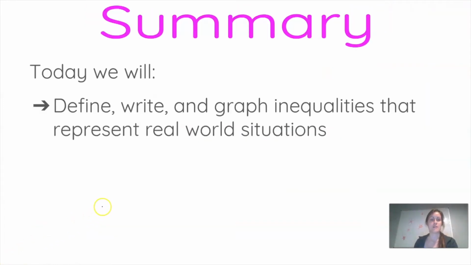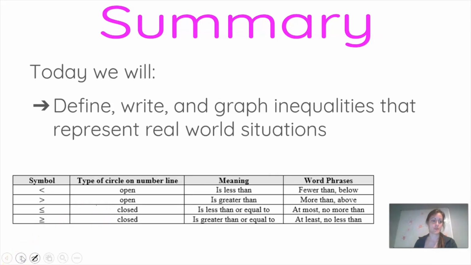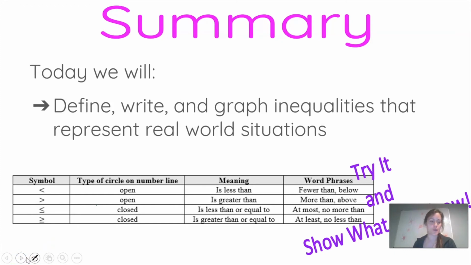Today, our objective was to define, write, and graph inequalities that represent real-world situations. Remember to refer back to the inequality table for information about the symbol, the type of circle on a number line, the meaning, and the word phrases that go with each symbol. This table is in your print packet. And now it's your turn to try some problems and show what you know. Look back at the examples in your print packet to help you. They are excellent models for you to refer to if you need some help.